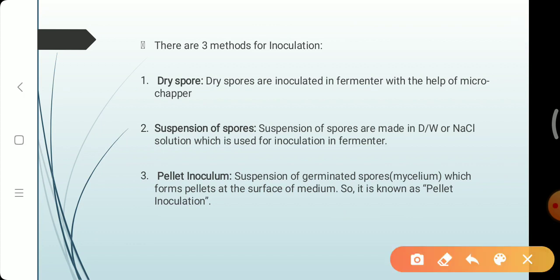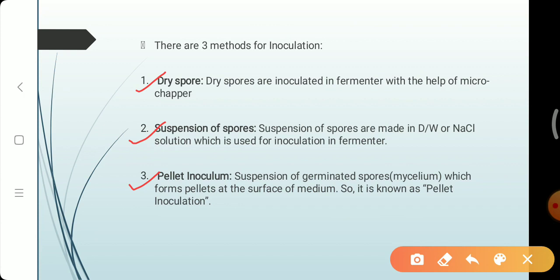There are three methods for the inoculation: the dry spore method, suspension of spore, and the third, the pellet inoculation. In the dry spore method, the dry spores are inoculated in a fermenter with the help of a microchopper. A microchopper is an instrument that will take up single spores and add them into the fermenter. Second, the suspension of spore.